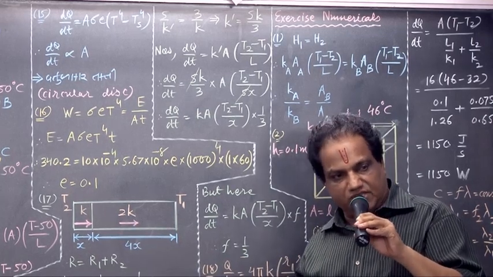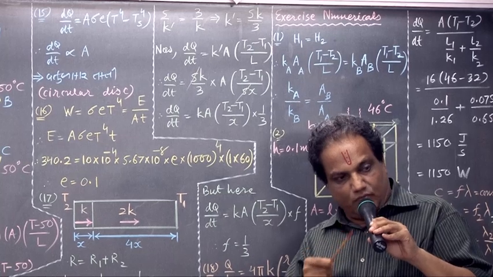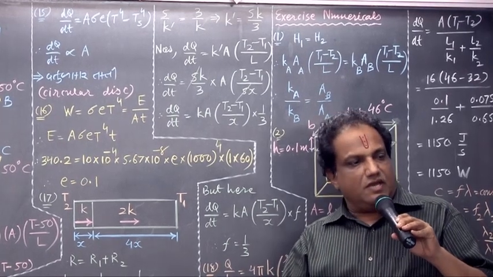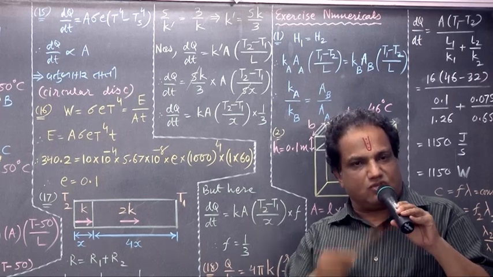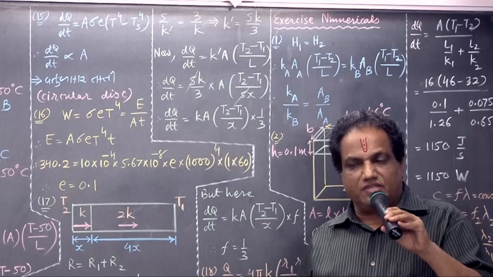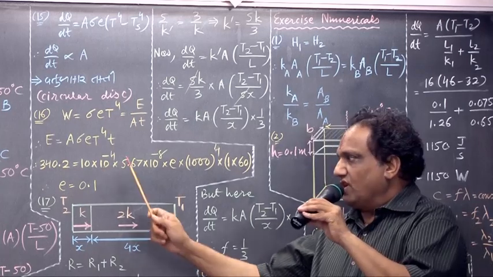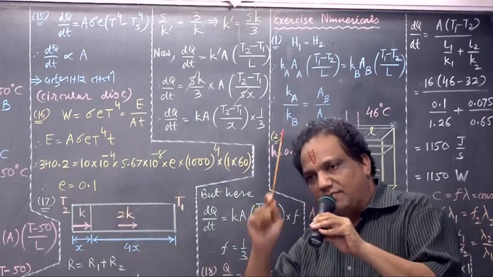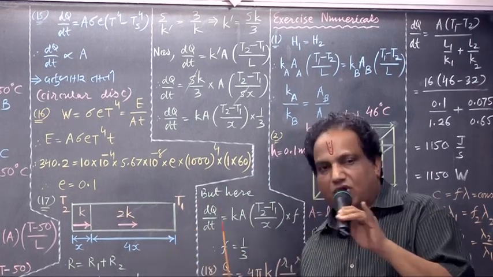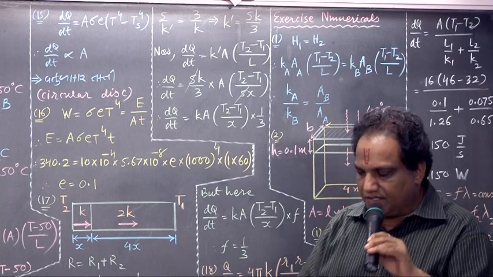What is it? Emissivity. You may be asked to find out absorptivity. You know Kirchhoff's law: a equals e, or the reverse, e equals a. So whatever is the value of e, the same will be the value of absorptivity also. a equals e, in this case equal to 0.1. Simple. Next.